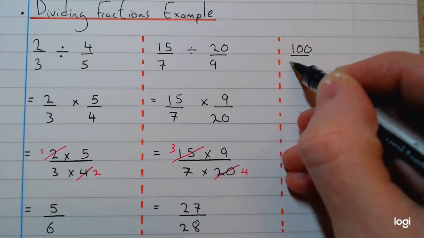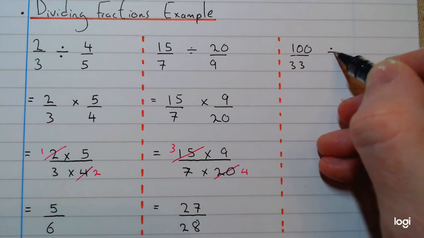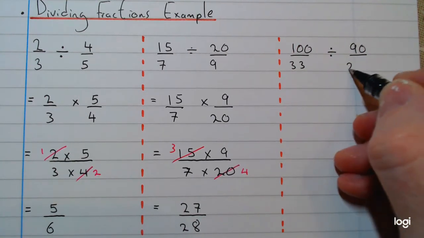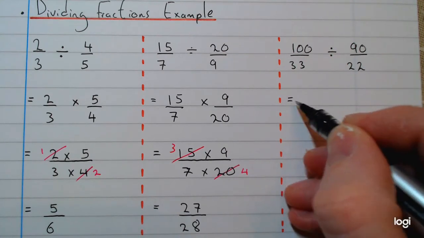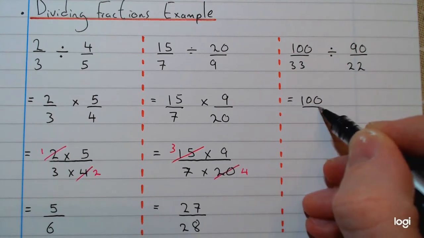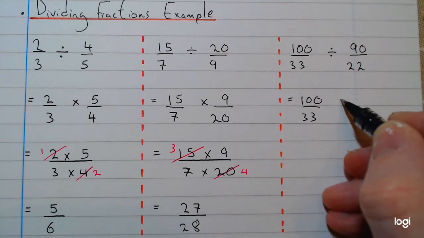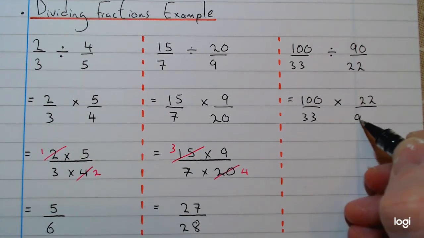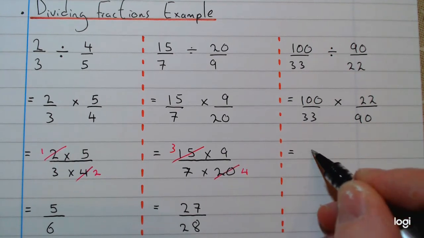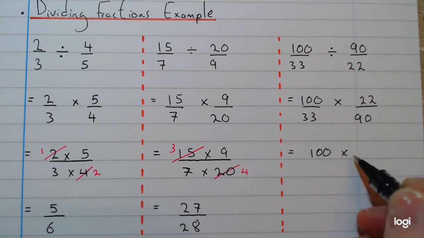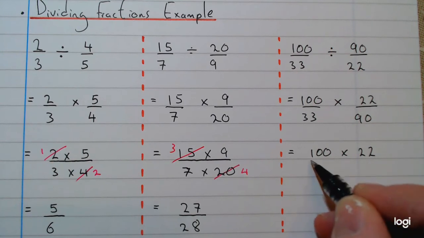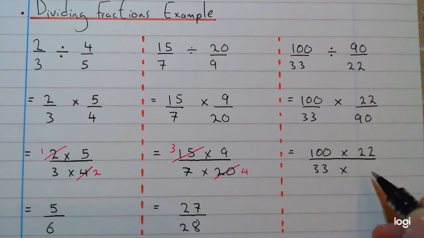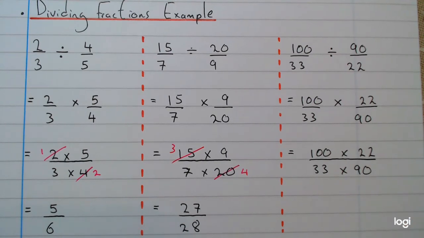And for our final example, I'm going to use slightly bigger numbers. 100 over 33 divided by 90 over 22. Exactly the same as before. Turn the second fraction upside down and multiply. So we're doing times 22 over 90. And again, as we've done with every example all the way through this video, simplify it before you multiply. Look for things that you can simplify down on the top and on the bottom.